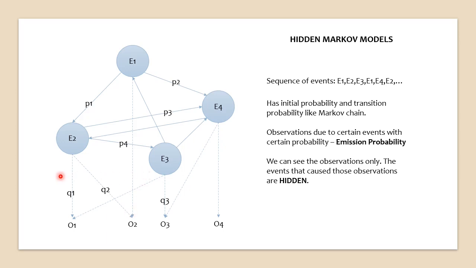So in the image, these dotted arrows are the observations that are emitted from these events, and the labels here represent the emission probability. So this arrow here means that E2 emits O1 with some probability Q1.